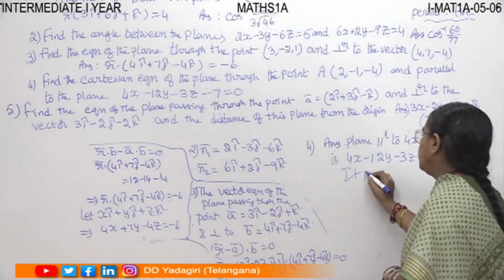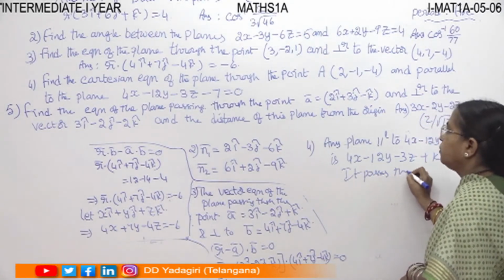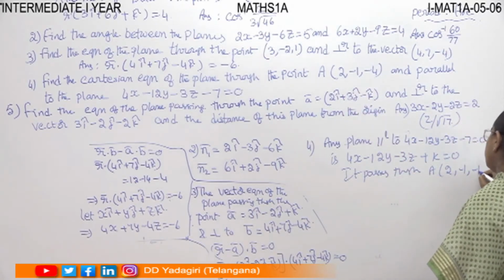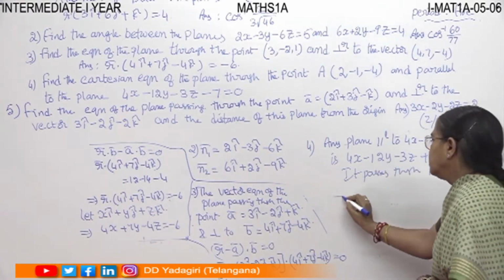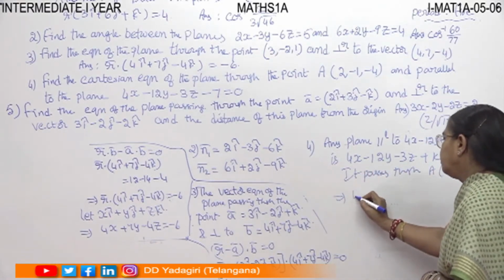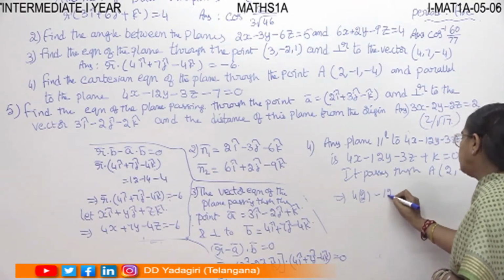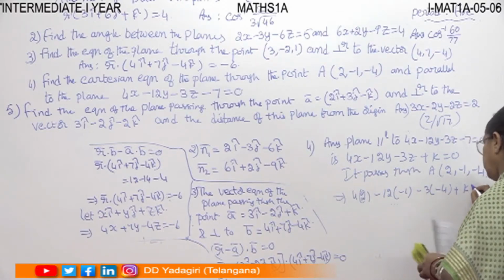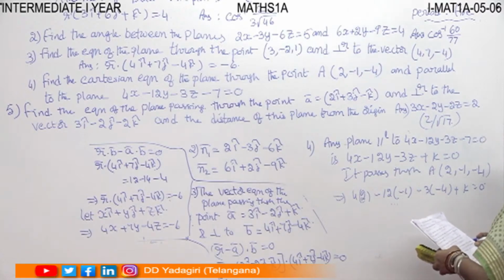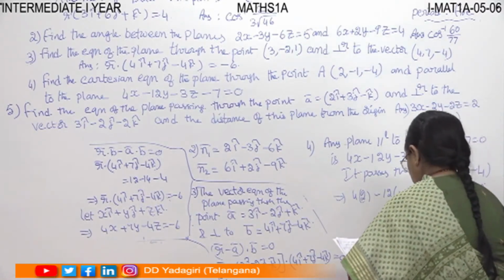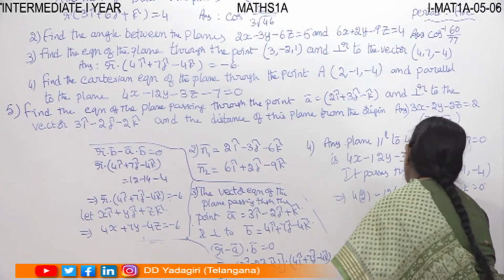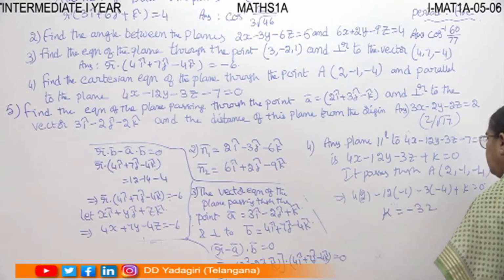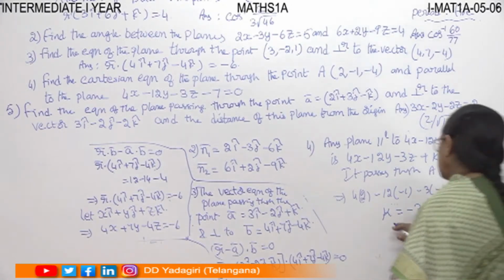Now it passes through what point? It passes through the point (2, minus 1, minus 4). So substitute this point here: 4 into 2 is 8, minus 12 into minus 1, minus 3 into minus 4, plus k is equal to 0. 4 twos are 8, and then 12, that's 20, 20. So you'll get k is equal to minus 32.